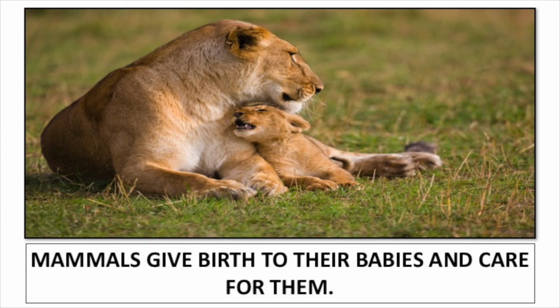How about this picture? What type of animals can you see? Lions, yes. You can see the mummy lion here, known as the lioness. And then the baby lion. Do you know what we call the baby lion? Cub. Yes, a baby cat, like a lion or a tiger, is a cub.